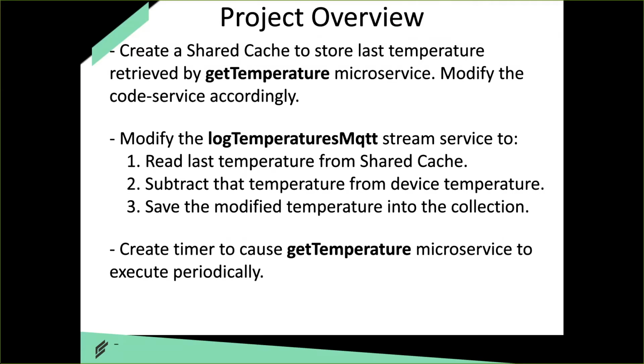We can actually have our getTemperature microservice refresh the data in the shared cache periodically by having it be called by a timer. So we can create a timer that fires every few seconds and have the getTemperature microservice run. Then all that remains is to decide how often we really need to refresh that ambient temperature. Every few seconds seems the most often we would want to do it. Possibly once an hour or even once every few hours is sufficient.